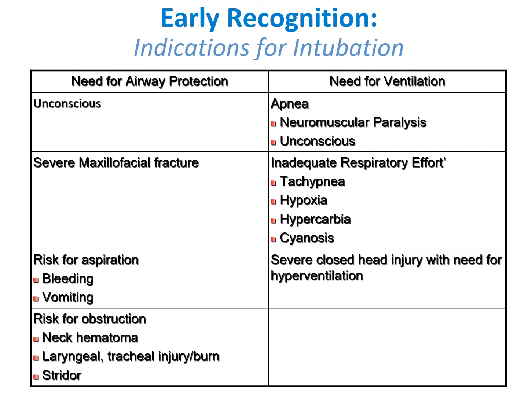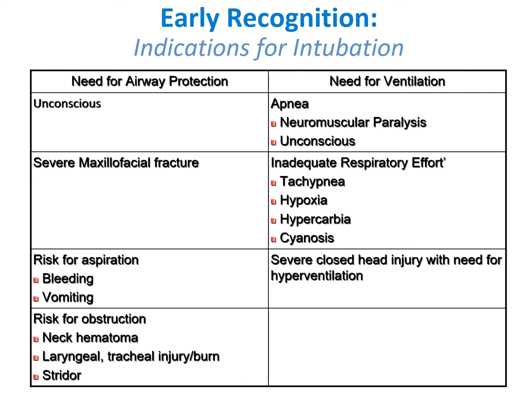Typical things that we look for having to immediately intervene for severe airway or breathing compromise are the two things we always think about. A need for protecting the airway, such as the unconscious patient who won't be able to protect themselves in terms of if they aspirate or vomit. Severe maxillofacial fractures in terms of lots of blood and debris and swelling that are going to impendingly obstruct the airway. Risk of aspiration from either blood or bleeding, vomit. Risk of obstruction from an impending neck hematoma, stridor because of ongoing swelling, laryngeal or tracheal injuries, or of course burns where the swelling and damage is being done directly to the vocal cords in the airway.